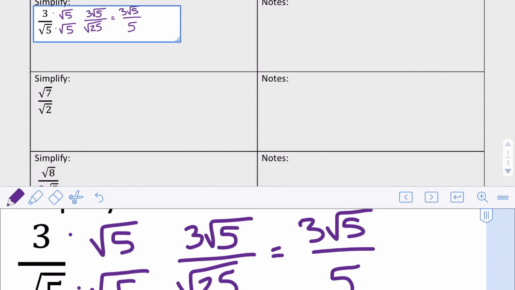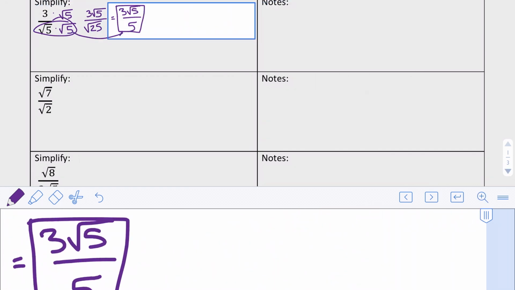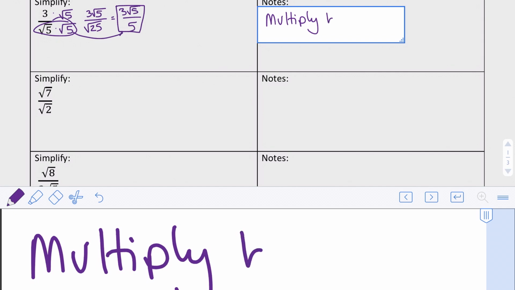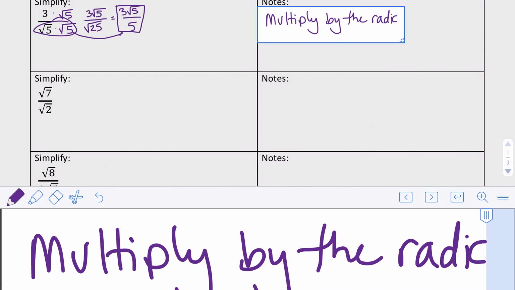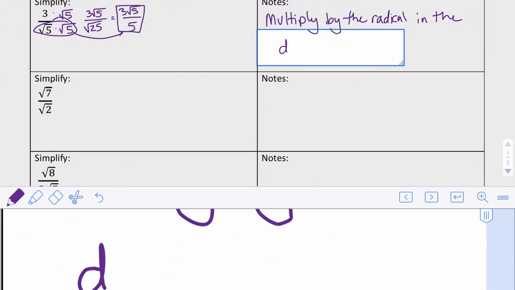So here I've got my radical 5 times radical 5. I could really just skip from this step to this step. I don't have to do this middle step because I know that I'm going to get a perfect square anyway. So I just usually skip from there to there. So my 3 radical 5 over 5. So for the notes, I'm going to write: multiply by the radical in the denominator.